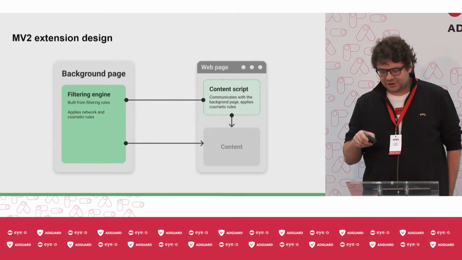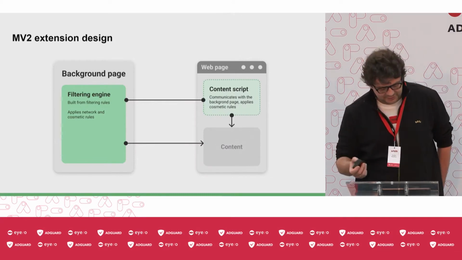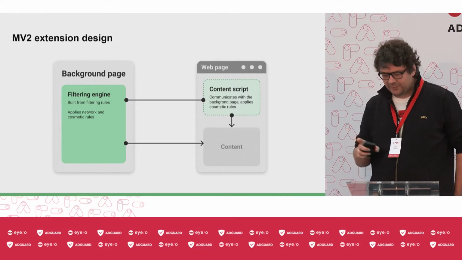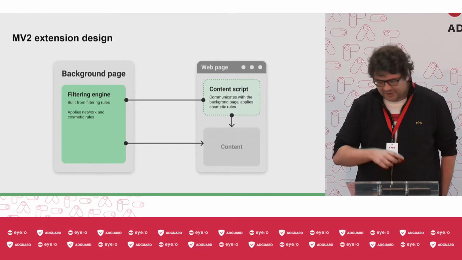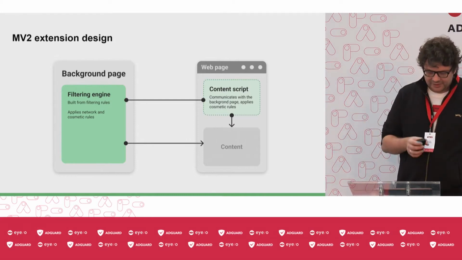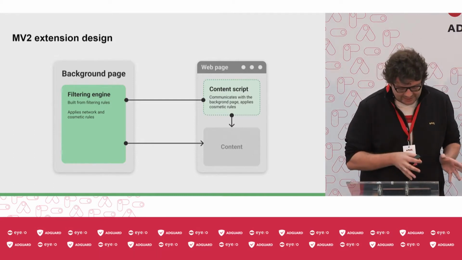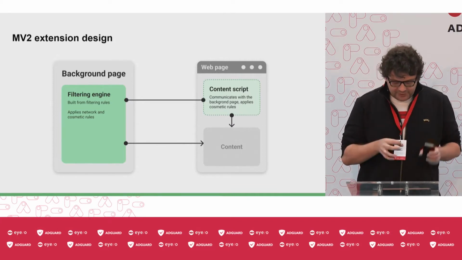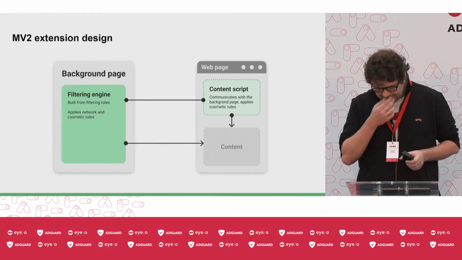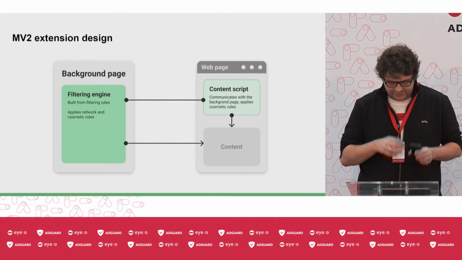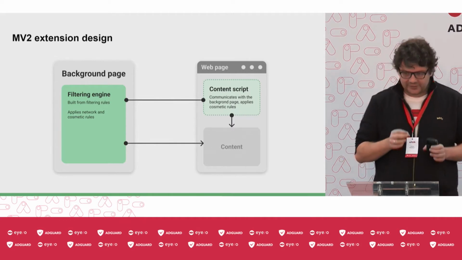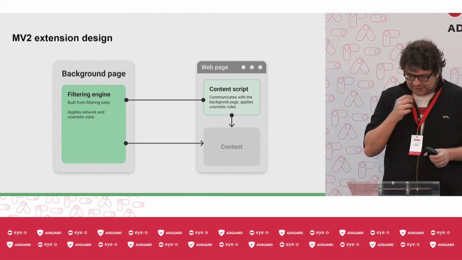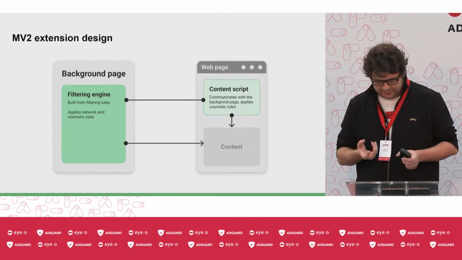Technically, the extension's design looks like this. The extension consists of a background page that runs privileged JavaScript in the background and a bunch of content scripts, one per frame. The background page runs all the time. It initializes the so-called filtering engine, which is built using the filter lists. The main part of this filtering engine is a search index that allows us to very quickly find rules for a given web request. The filtering engine is also responsible for applying these rules.